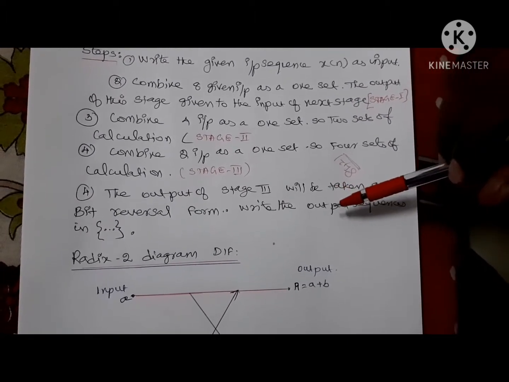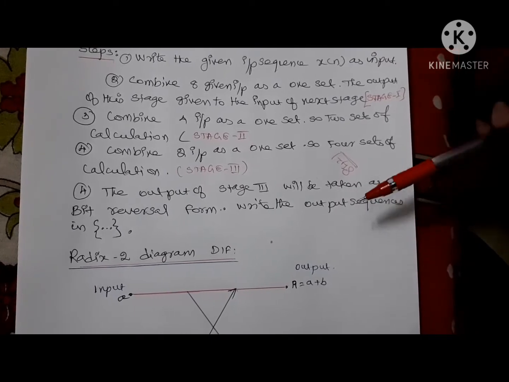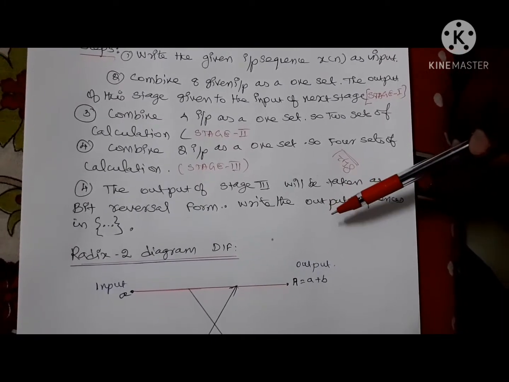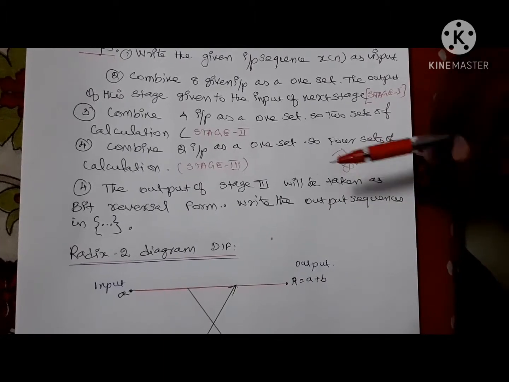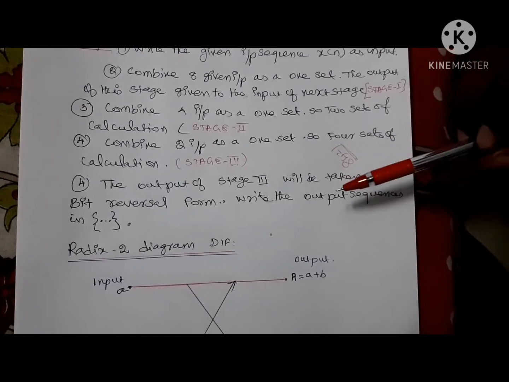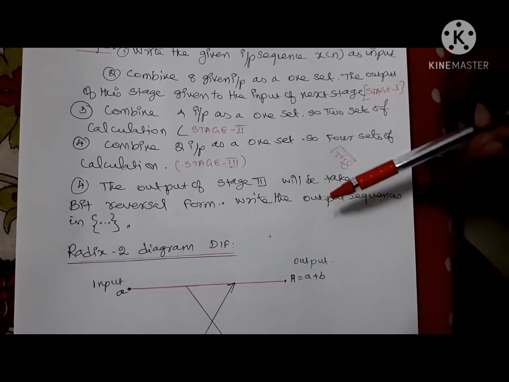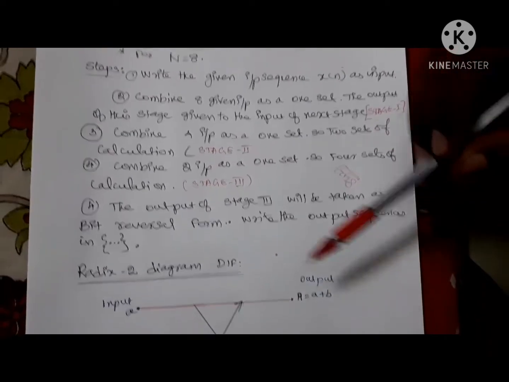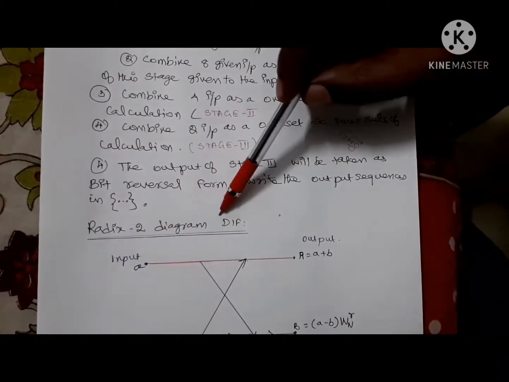So in this DIF or DIT, the bit reversal form is one concept, and the radix 2 diagram is another concept. The bit reversal form I already explained in the video basics of FFT. Here these are the steps I told for DIF. The radix 2 diagram I have also given here.